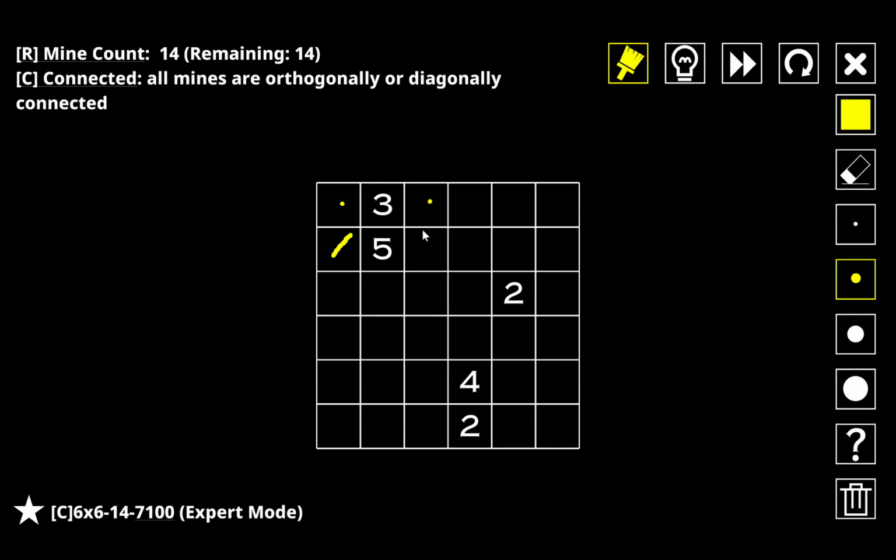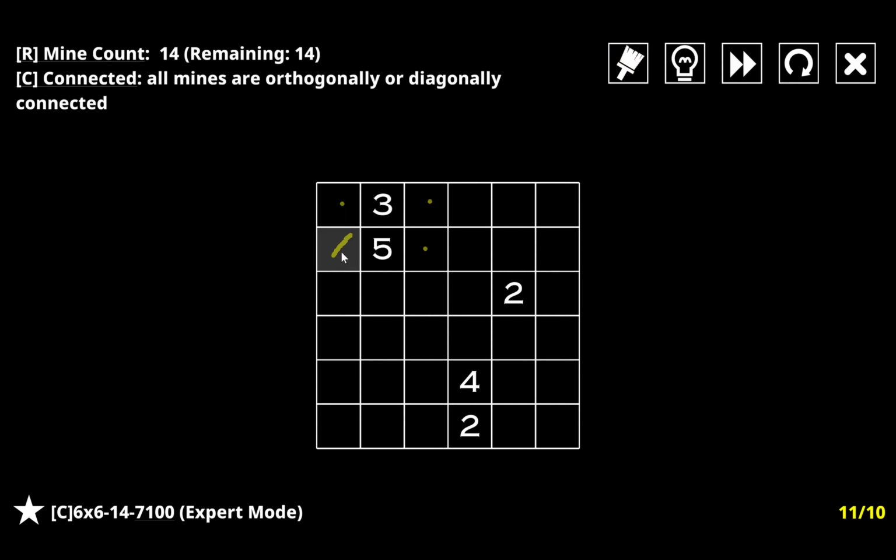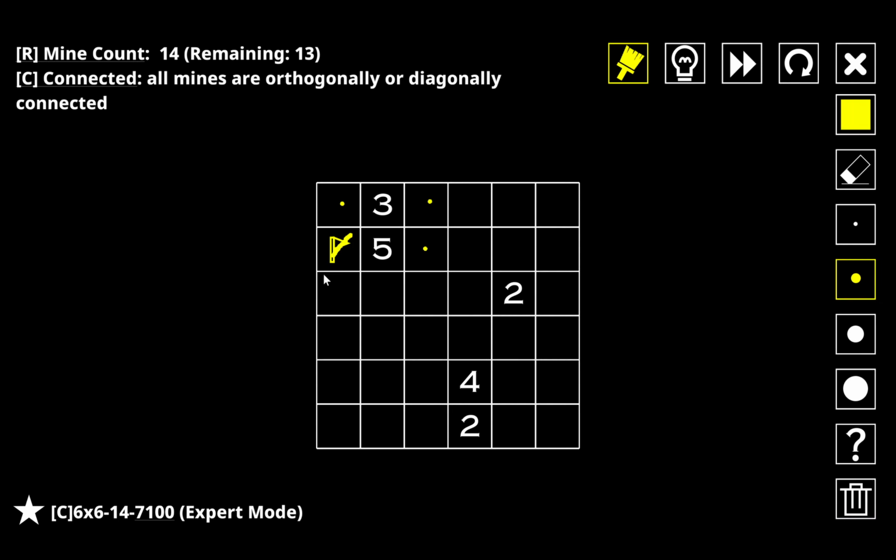Then we get these 3 must be mines, just in order to satisfy the 3. We run into a problem where this mine is isolated from the rest of the mines. There isn't a way for it to head out because the square is blocked, so we know this must be a mine.